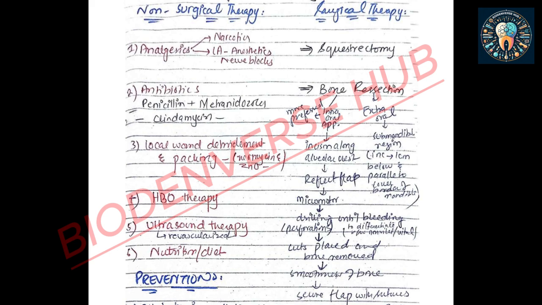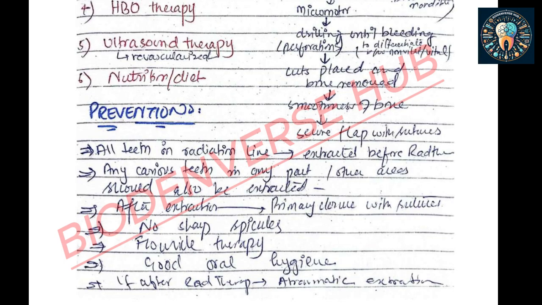An important point to be noted here is that our aim should mostly be on the prevention of this condition. And keeping that in mind, we should be discussing the following preventive measures. All teeth in the radiation line should be extracted before the radiotherapy. Any carious teeth or any periodontally compromised teeth that are present in the radiation line, you should go for the extraction of these teeth before the starting of the radiotherapy.